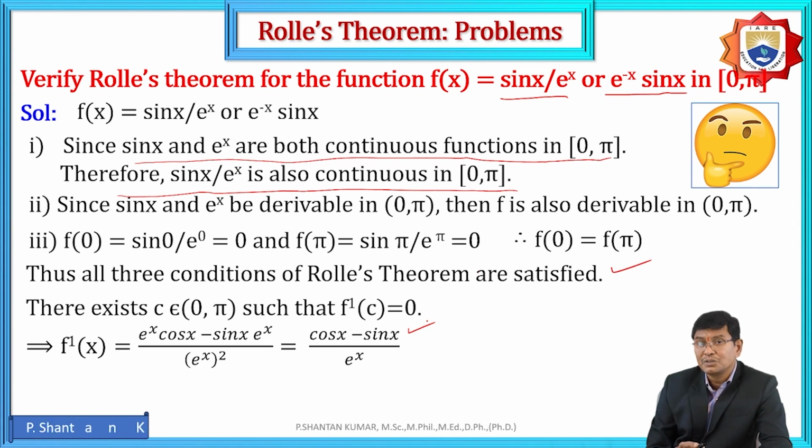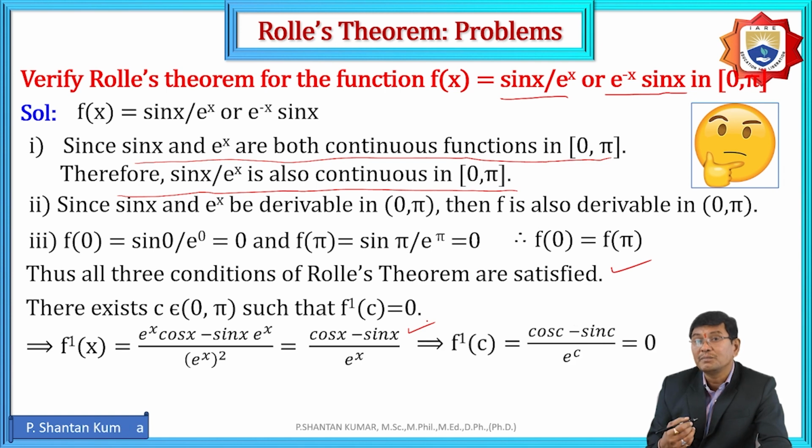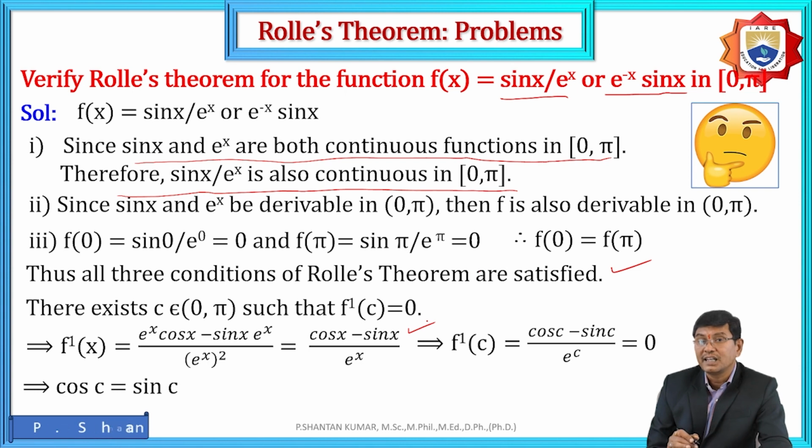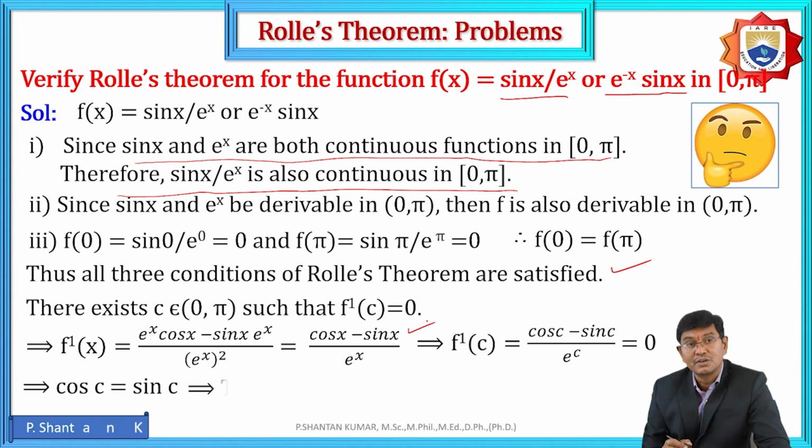f dash of c is equal to 0 means, at x is equal to c, cos c minus sin c by e power c is equal to 0. Again, cross multiplying, we obtain cos c minus sin c is equal to 0. That means cos c is equal to sin c, and by division, tan c is equal to 1.